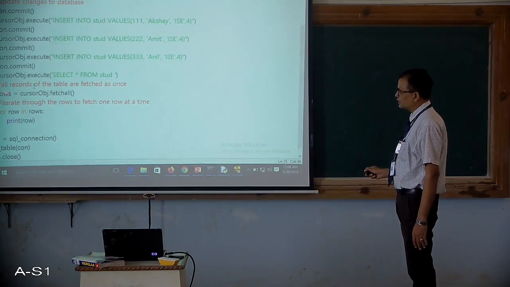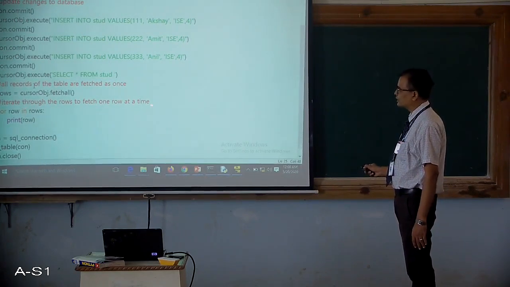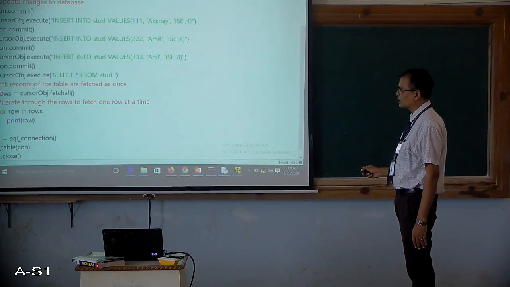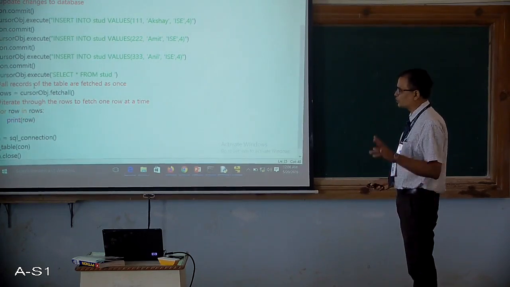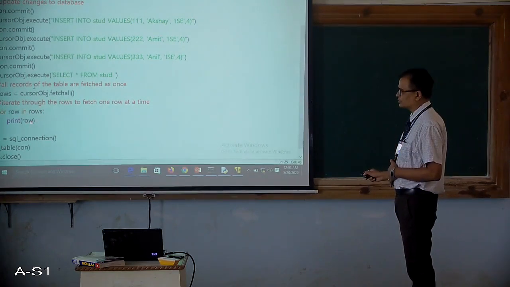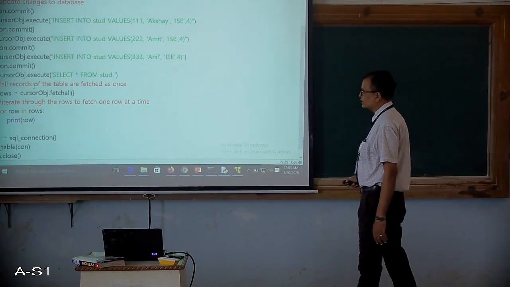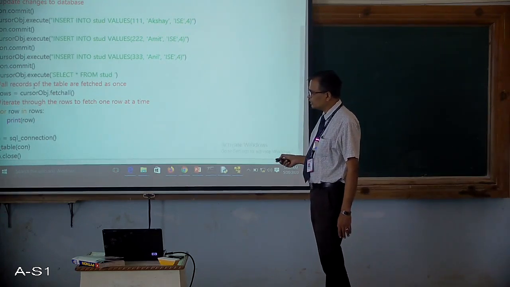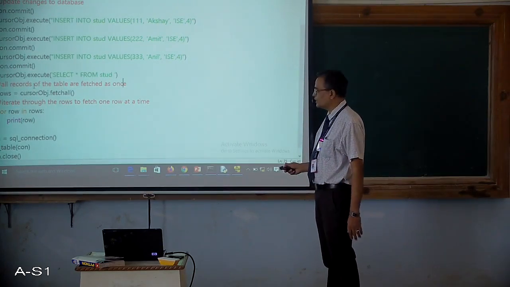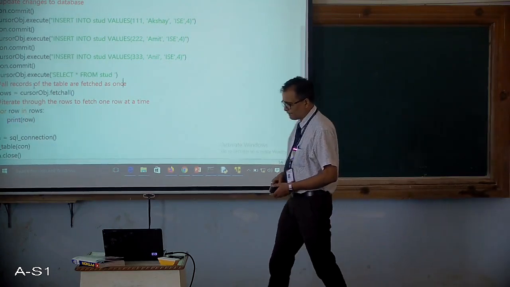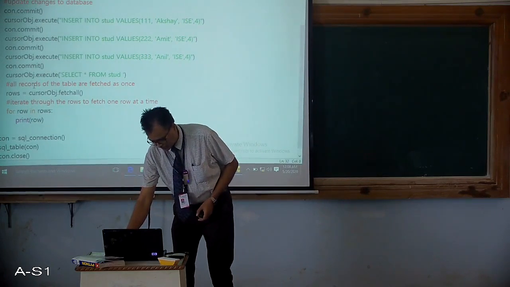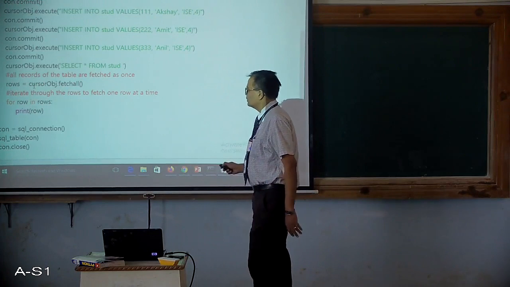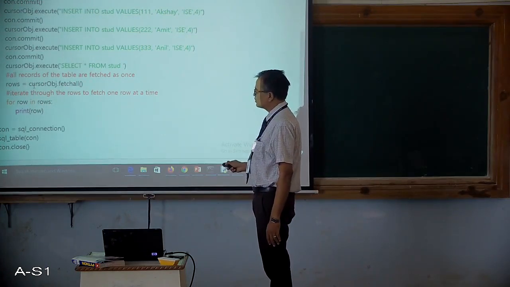Then once you get all the records here, you will have to iterate through the entire list of records that are available using for row in rows, print row. Okay, so for row in rows will fetch one row at a time. Using a for loop, we fetch one row, sorry, at a time and print that row. Okay. So you fetch all the rows and then iterate through all the rows that you have fetched.